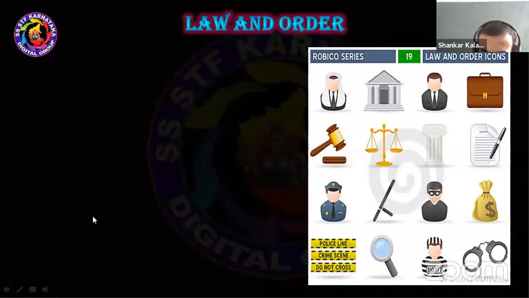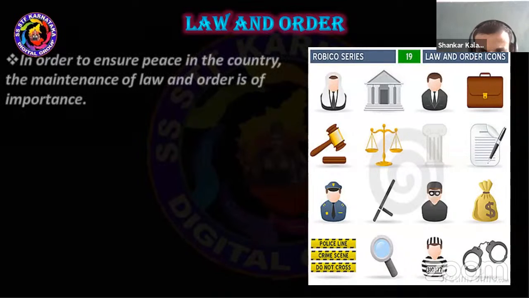Next, we are going to discuss law and order. It is very essential to manage peace in the state. Without law and order or peace, it is difficult to carry on all works smoothly. Let us discuss here deeply how it works in the state.